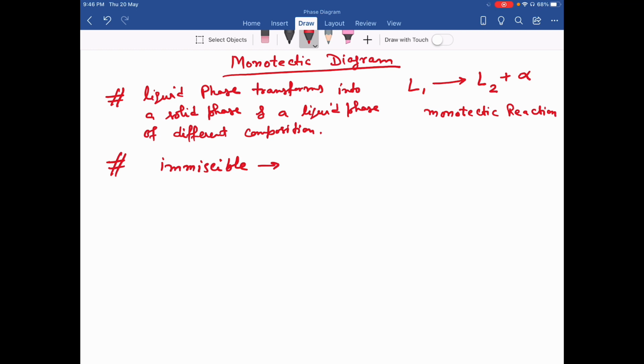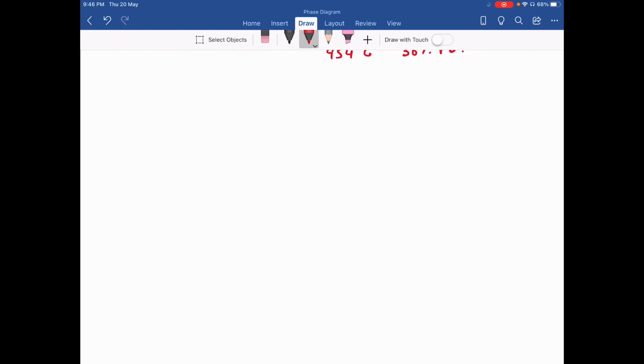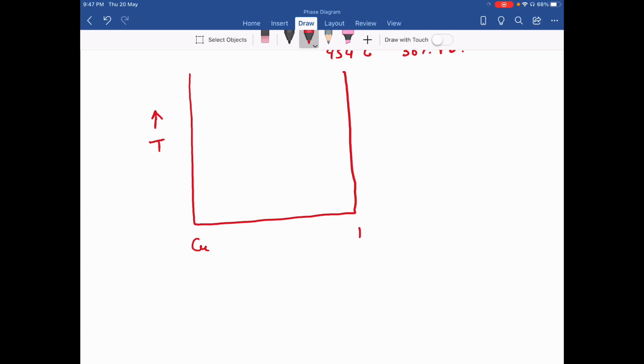Now the example for a monotectic system is copper and lead. At 954 degrees centigrade and for 36 percent lead composition, this reaction takes place. The monotectic reaction takes place. Now you see the monotectic phase diagram. That is something like this. Along here I have temperature. Here I have copper. Here is lead.